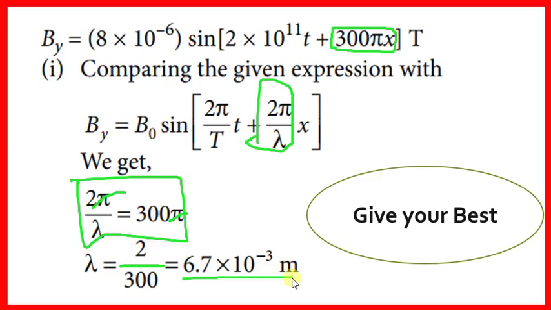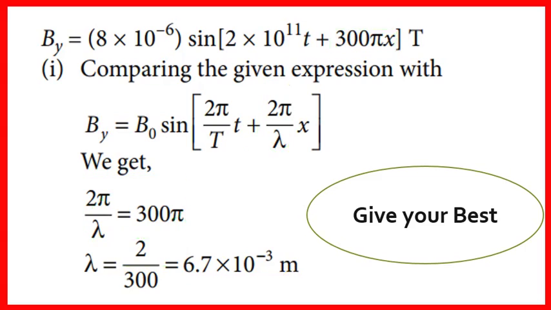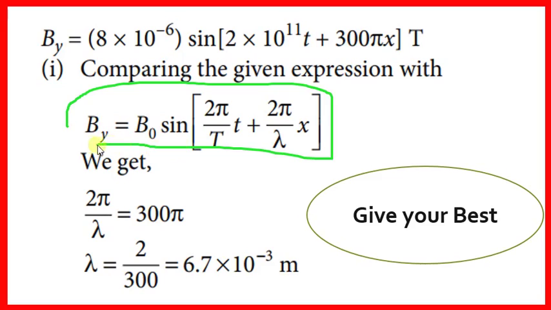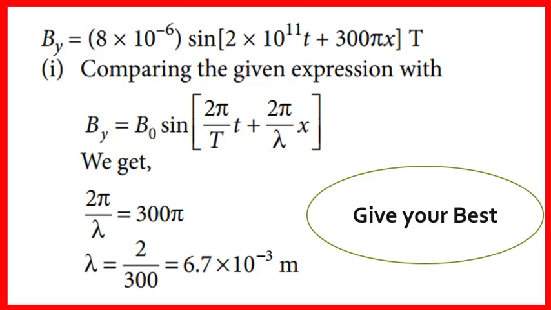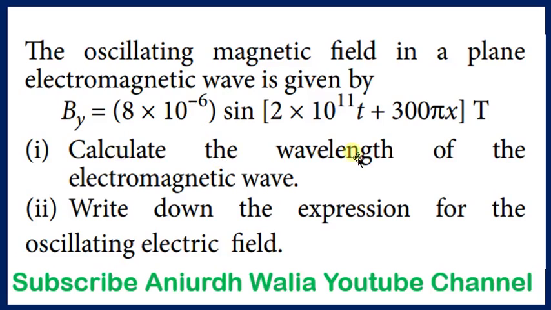This is a very basic problem, but you have to know the basic expression of this. If you know this expression, you can easily solve it, but for those who don't know it, please note it down, it's very important. I have already told you, JEE has already asked a similar kind of problem in previous examinations. I hope everyone has calculated the first part, that is the wavelength of the electromagnetic wave. Now move to the second part, write down the expression for the oscillating electric field.